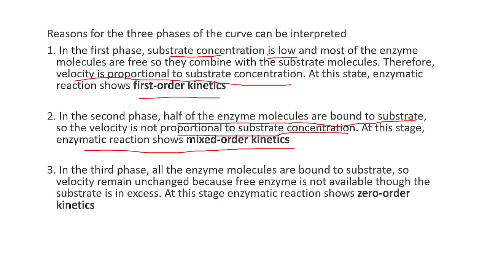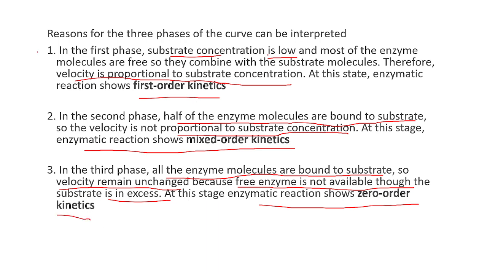Now what happens in the third phase? In the third phase, all the enzyme molecules are bound to your substrate. Now you have reached a saturation level and no more substrate can bind to the enzyme molecules. So the maximum velocity remains unchanged. That is when you have attained Vmax, or the maximal velocity, because free enzyme is not available, though the substrate is in excess and the saturation level is reached. At this stage the reaction follows zero order kinetics.